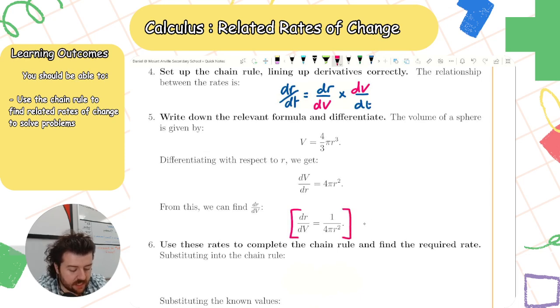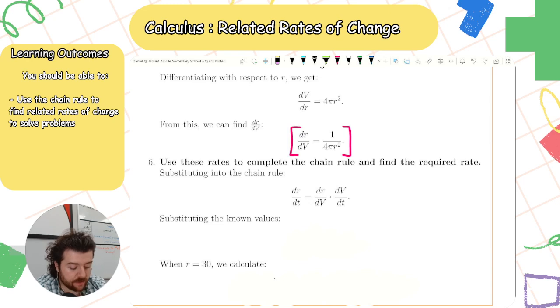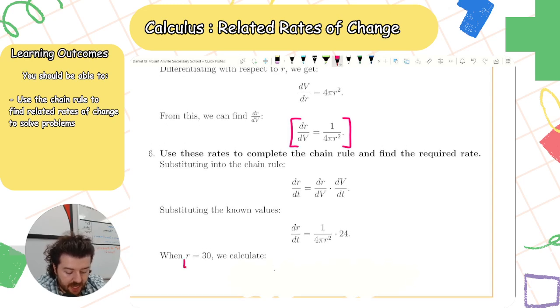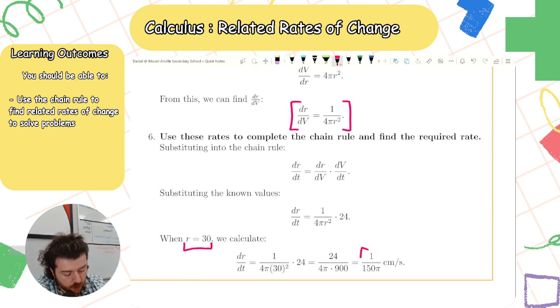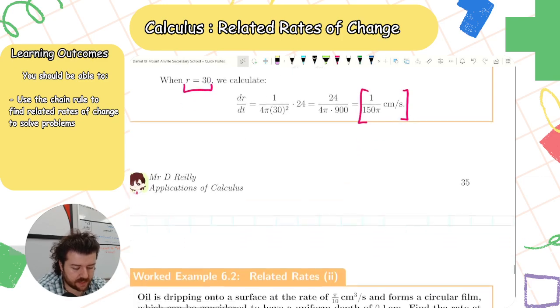I have dr/dV, and I have dV/dt. Now, I just sub them into my chain rule. So dr/dt, the rate of change in radius with respect to time, is equal to 1 over 4πr² times 24. And I know r is equal to 30. That's what we're trying to find: when r is equal to 30. I sub in r is 30, and I get 1 over 150π per second. So that is how fast the radius is increasing. It's increasing a very small amount per second.